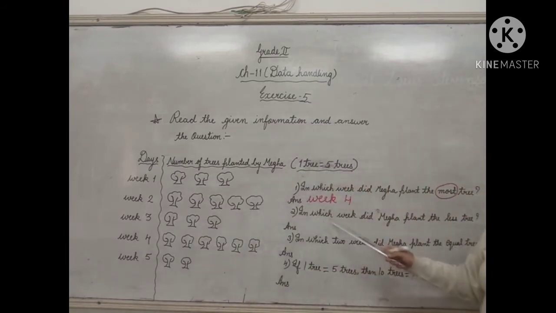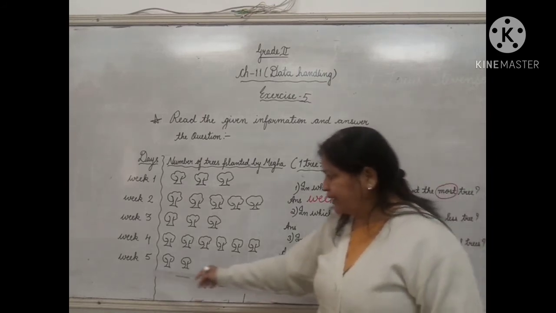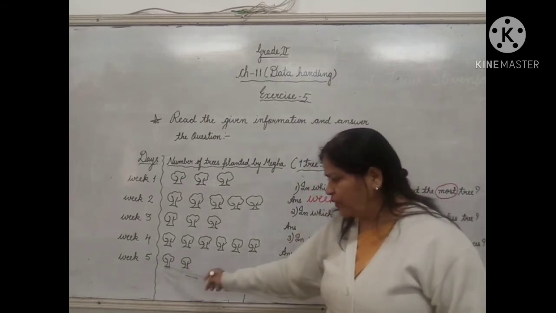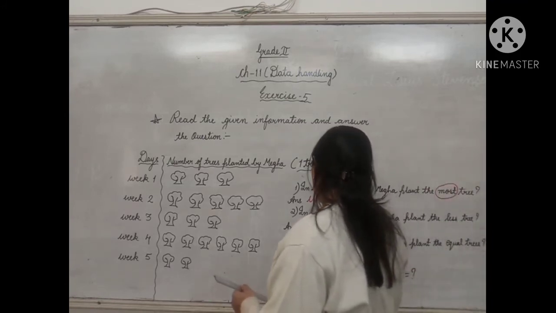Next question. In which week did Megha plant the fewest trees? Now, you have to find out the week in which Megha planted the fewest trees. So, it is week 5 because in this only 10 trees have been planted. So, write down week 5.